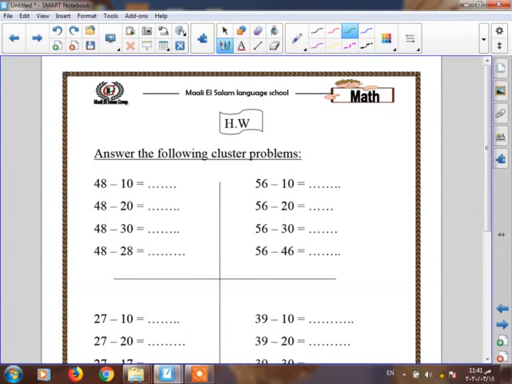Hello Junior 2, here is the homework for lesson 95. The question is: answer the following cluster problems. As I told you before, cluster problems are problems which are related to each other.